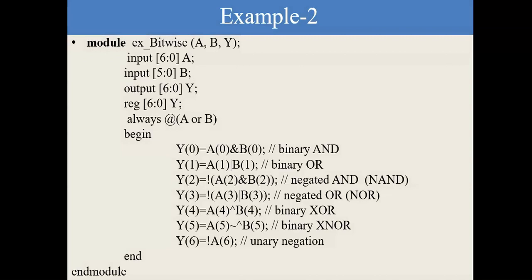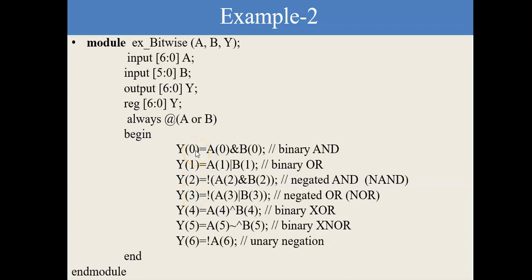Similarly, I have taken another example. So here what we have done is I have taken a vector data, A a 7-bit vector, B 6 bits. Output Y is 7 bits. Similarly, this is as usual treated as a register. So in this 7 bits, Y0, Y1, Y2, Y3.